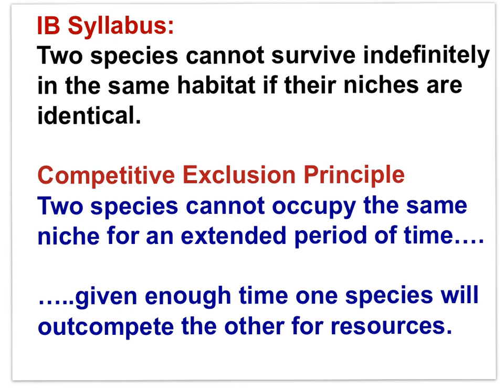So here is the critical IB syllabus statement. Two species cannot survive indefinitely in the same habitat if their niches are identical. I'll let you read the competitive exclusion principle here.